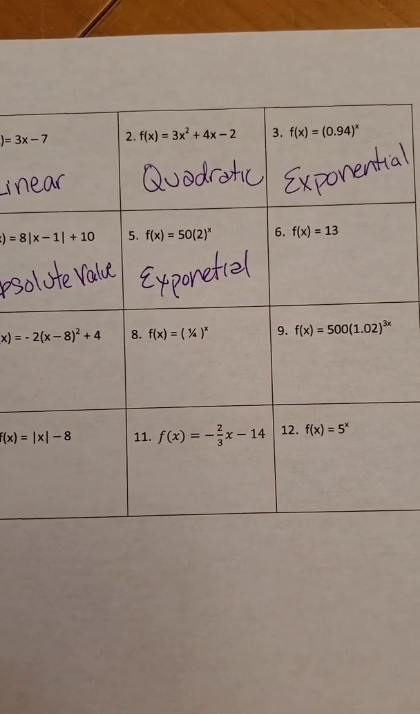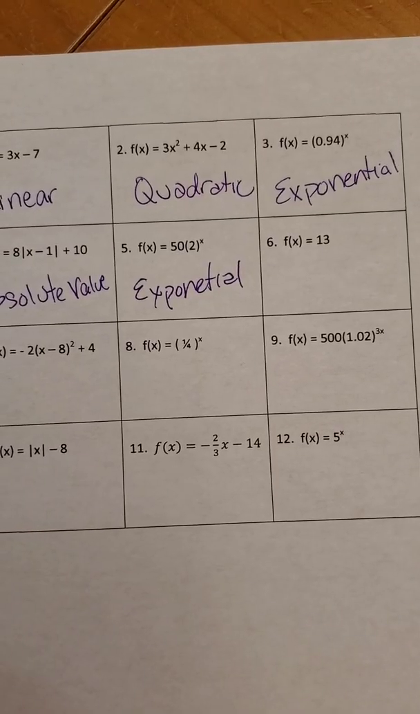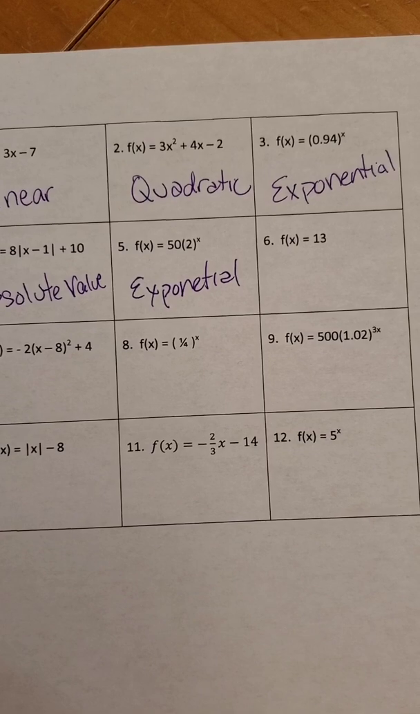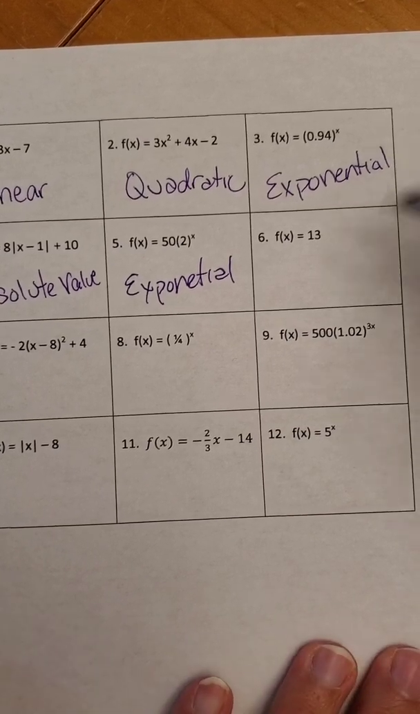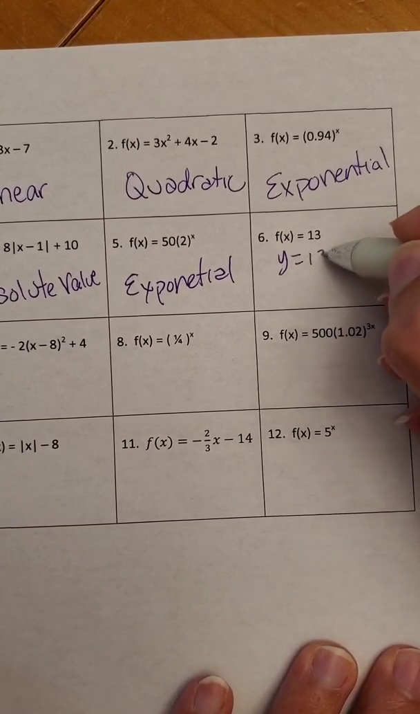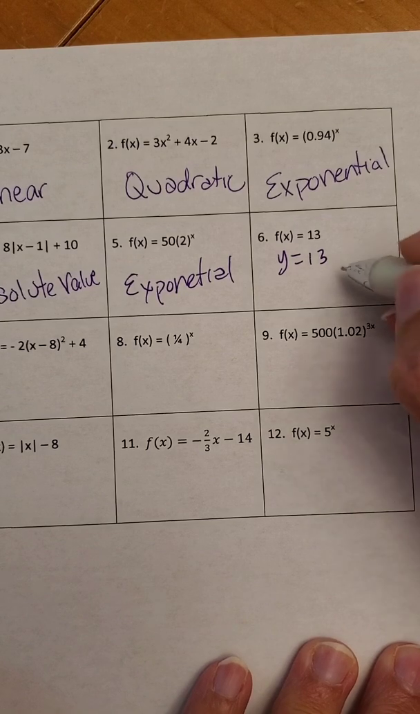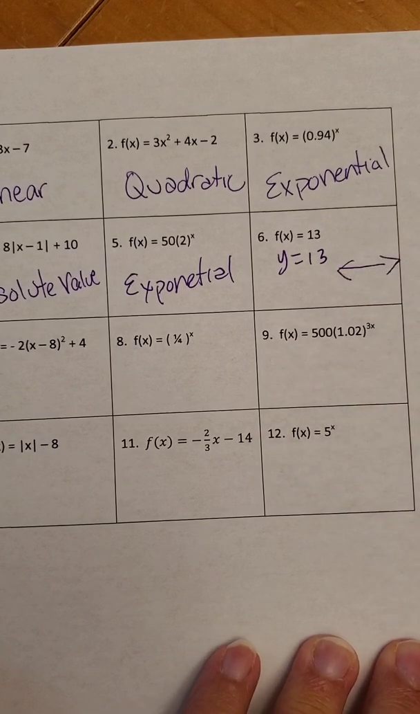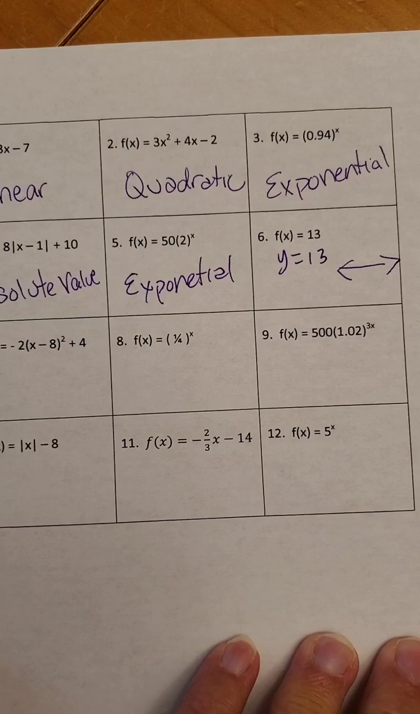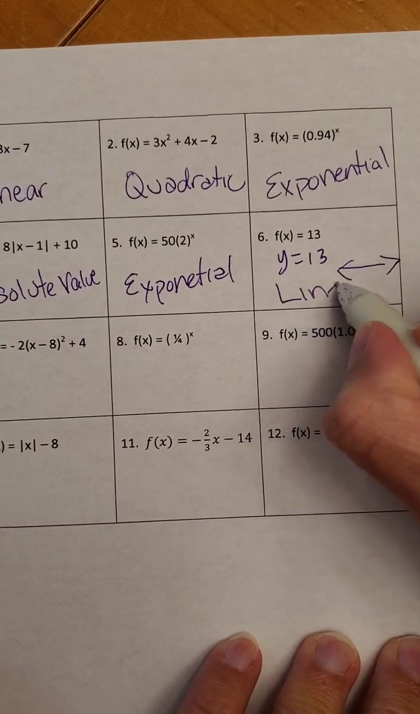Okay, let's see. Bryce, you are on for number 6. What kind of function is that? Got no idea. Where's the x? Yeah, hey Bryce, that can be a little tricky right there. There's no x, so you have to remember that when it's just y equals some kind of number, that's a horizontal line. So no x, just a number, horizontal line. So that is linear.